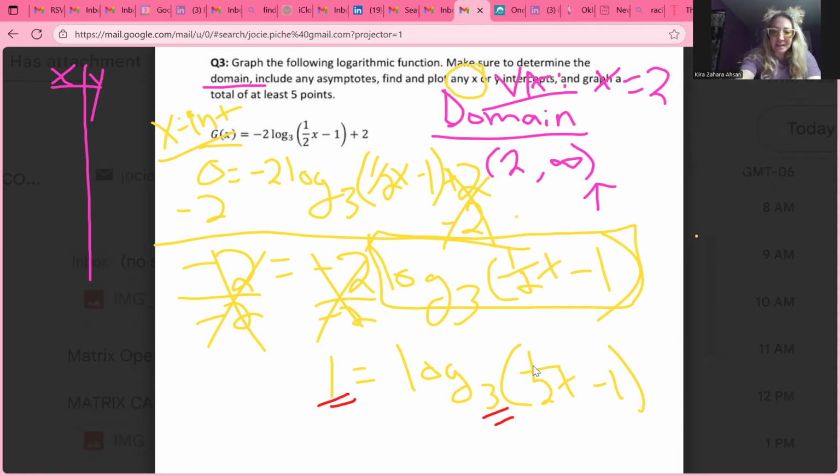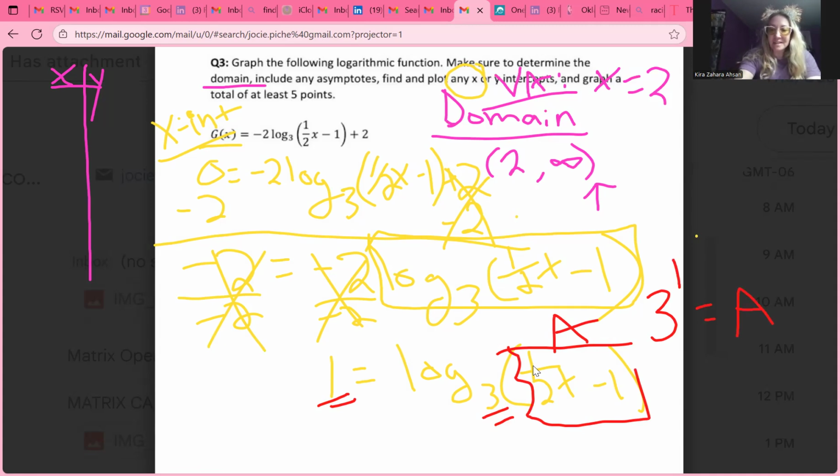Even though there's an x here. So that's going to be b, that's going to be x. And this, as I said in the beginning, I'm going to call this a. So a is the argument of your log. And so what you do is you say 3 to the 1 equals a, because this is going to be b, x, a. So b to the x equals a.